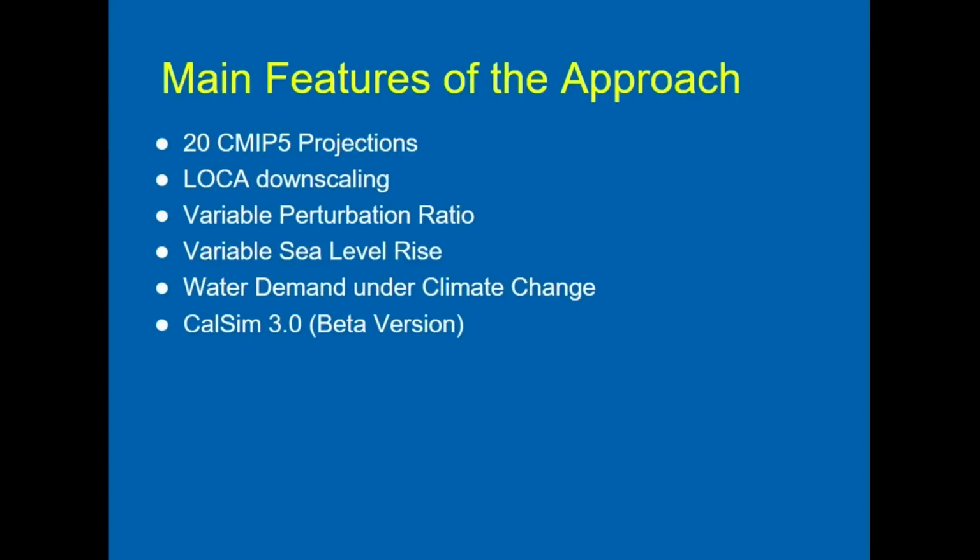This is the approach. One of the major features is we're using 20 CMIP projections. CMIP means Climate Model Intercomparison Project. Fifth phase. Now it is the sixth phase. This is the model projection for the IPCC report AR5.